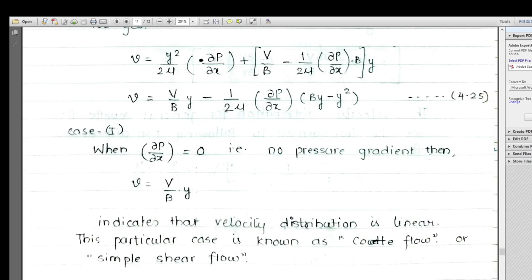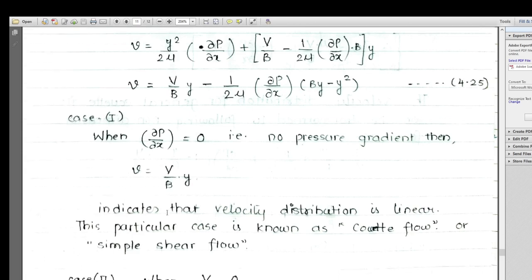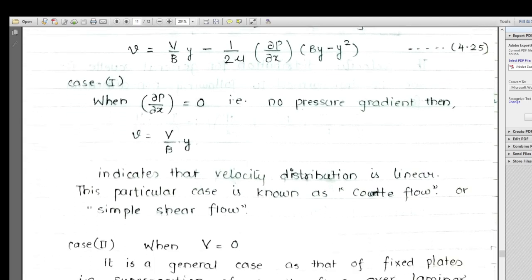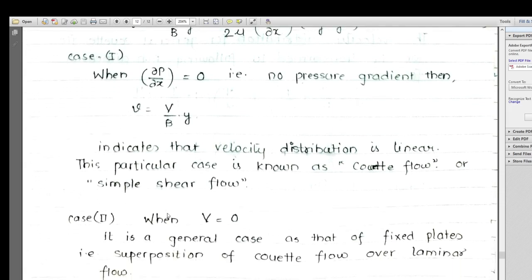When there is no pressure gradient, the velocity distribution from this equation is linear. So in this case, the type of flow is called Couette flow, or a simple shear flow. Now in the second case, when the velocity is 0, v will be equal to 0.